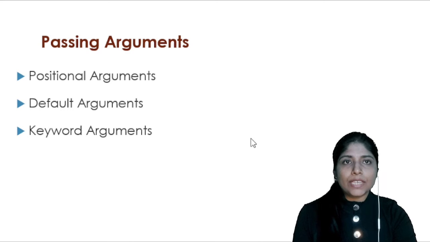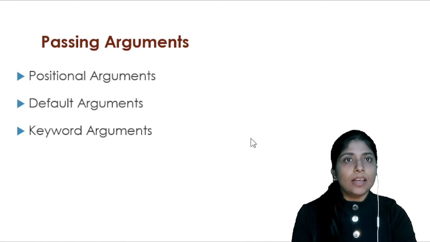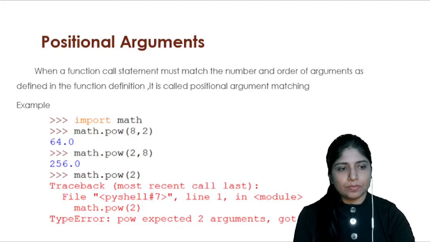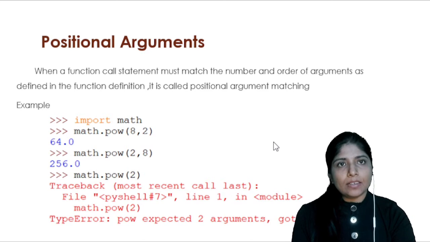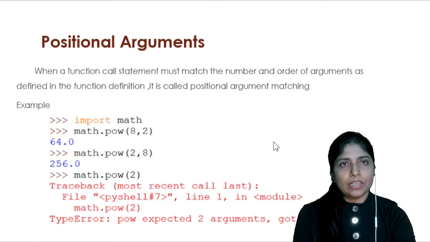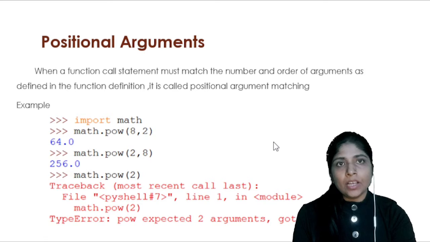Now, how can we pass arguments? There are different methods to pass the arguments. We can pass the arguments as positional arguments, default arguments, and keyword arguments. Positional arguments. When we pass arguments to a function, the argument list in the function call should match the argument list in the function prototype because they are assigned sequentially. So you cannot mismatch the argument list.